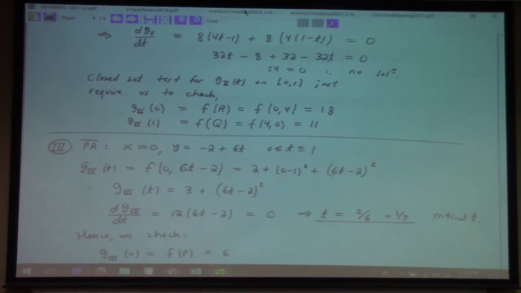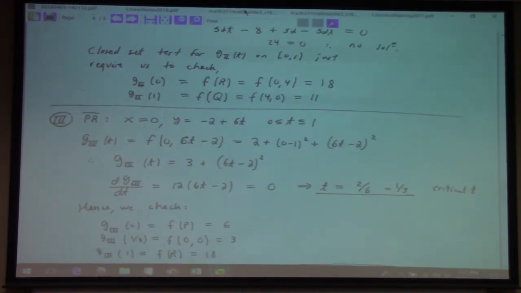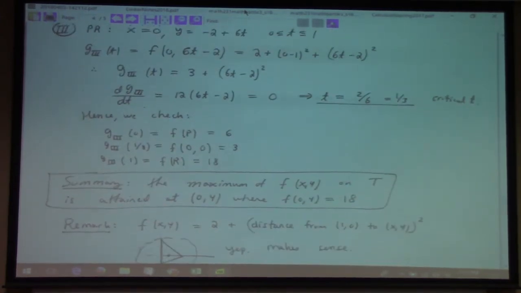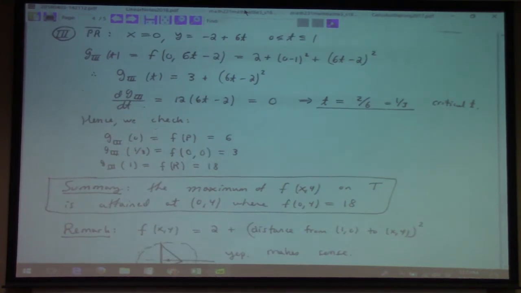So sorry about that. There's obviously a mistake right there. But on the other hand, we noticed that f of r is 18 and f of q is 11. Finally, the third leg gives me another middle point at t equals the third for me, and I get 6, 3, and 18. So anyway, long story short, the maximum is attained at r, at 0, 4, where I get a value of the objective function of 18.